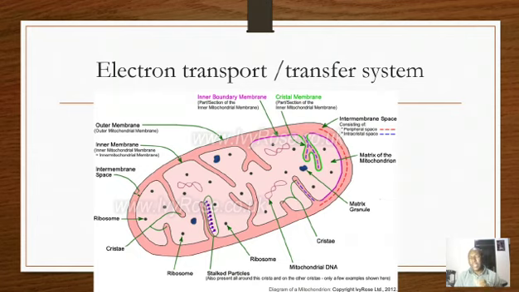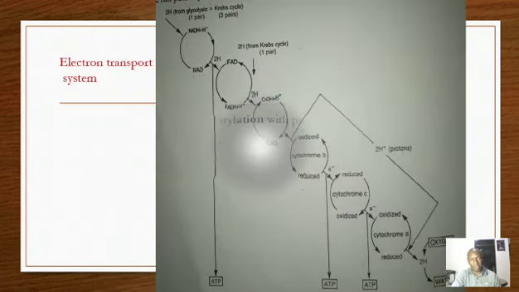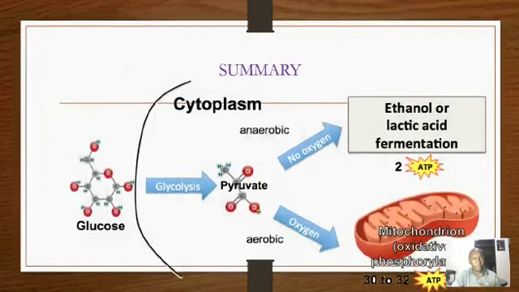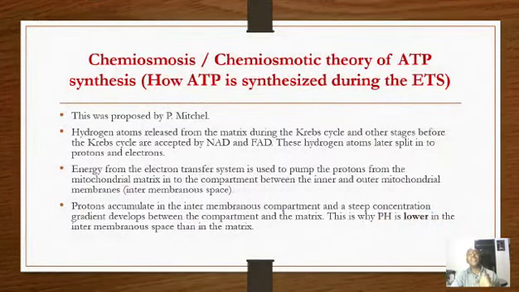Therefore, we are noting that the hydrogen atoms in the matrix split into hydrogen ions called protons and electrons. The protons are actively pumped. They move by active transport across the inner mitochondrial membrane into the intermembranous space. When we say they are actively pumped, or that they move by active transport, it means that the process involves the use of energy.